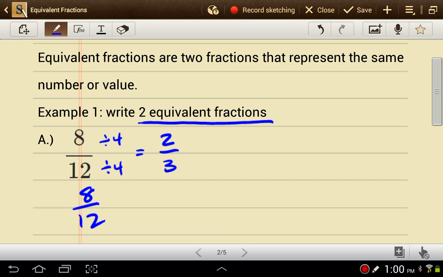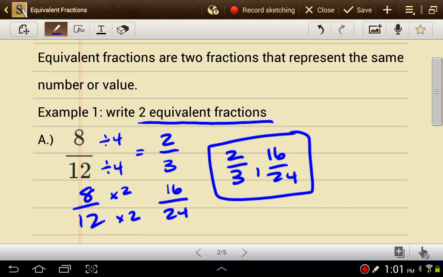Got nothing else to divide by, but I can multiply. So I can choose any number I want to multiply by. I can choose 2, 3, 4, 5, 6, 7, 8, 9, 10, 177 if I wanted to. I'm just going to choose 2 because it's going to be nice and easy. So I'm going to multiply the numerator and the denominator by the same number. 8 times 2 is 16. 12 times 2 is 24. So here's an example of two equivalent fractions: 2/3 and 16/24.